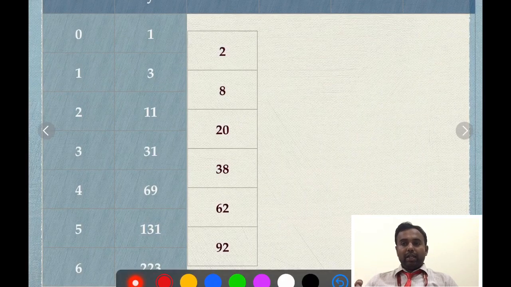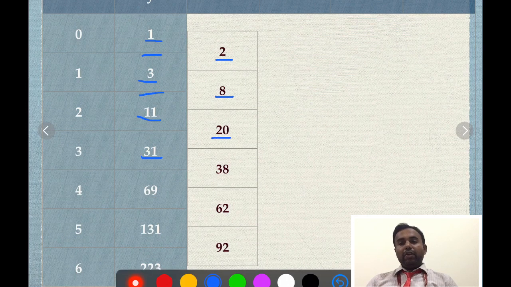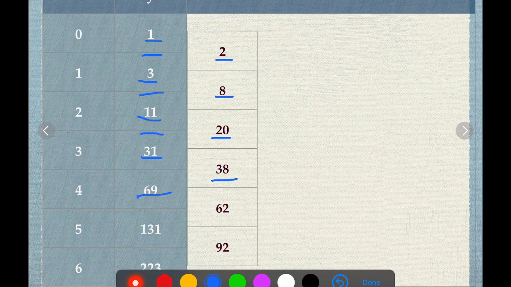Okay. Once again, I'm explaining it to you. It's 3 minus 1, which is equal to 2. 11 minus 3, which is equal to 8. 31 minus 11, which is equal to 20. 69 minus 31, which is equal to 38. 131 minus 69, which is equal to 62. And finally, 223 minus 131 is equal to 92.